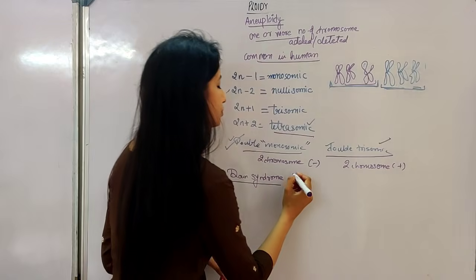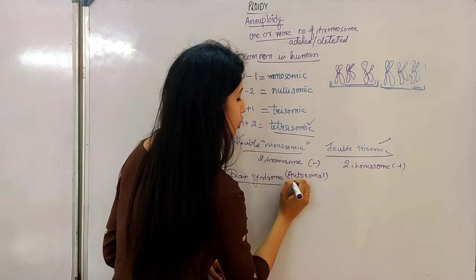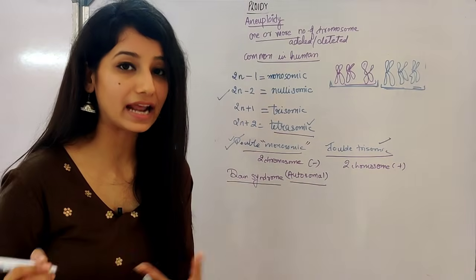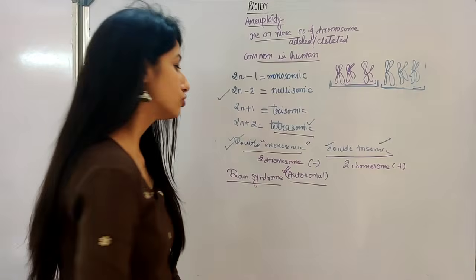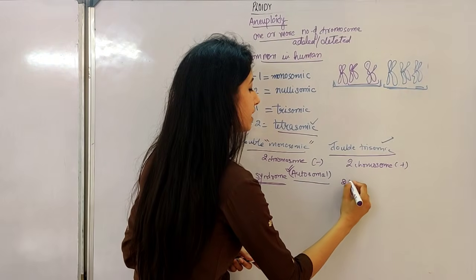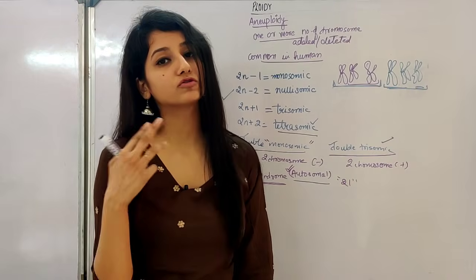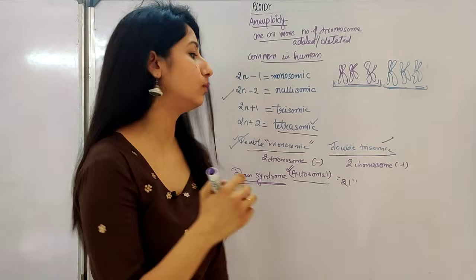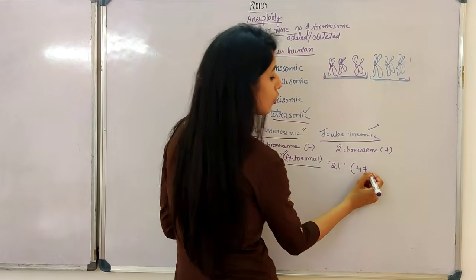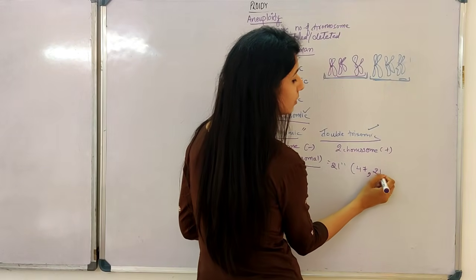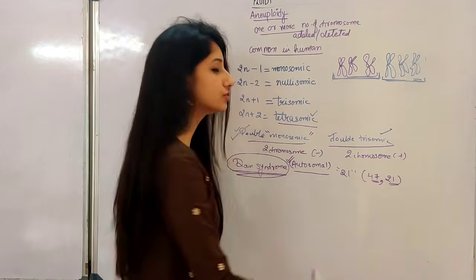What happened in Down syndrome is that it is an autosomal syndrome. That is, the chromosome that is deleted or added is in an autosomal condition. So in Down syndrome, there is an addition of the 21st chromosome. So instead of 2 copies of chromosome 21, the organism will have 3 copies of chromosome 21. The organism will have 47 chromosomes, 21. Why 21? Because the 21st chromosome is added. That is known as Down syndrome.